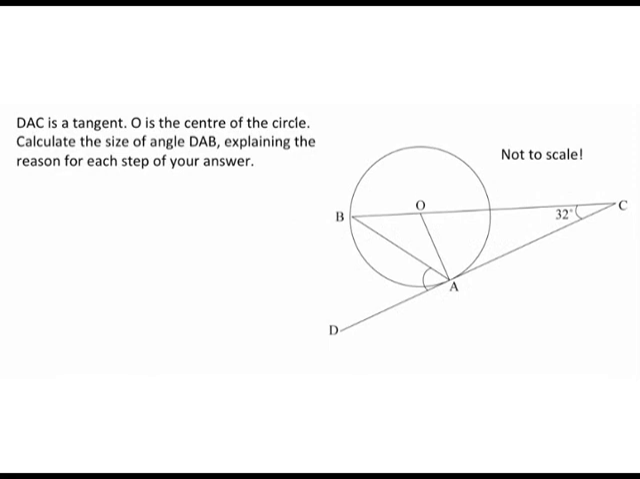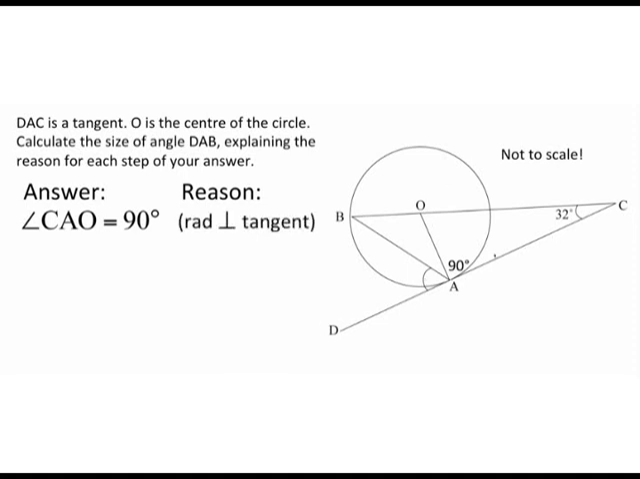Now, in this question, the line DAC is a tangent to the circle of center O. We are required to calculate the angle DAB, giving reasons for each step. Now, in an exam, you need to write your answer and give reasons for it. Otherwise, you'll only score half the marks, even if the answers are correct. So the first angle we can see is CAO, and that is 90 degrees, because it is between a radius and a tangent. So CAO is equal to 90 degrees. Reason being, radius is perpendicular to tangent.